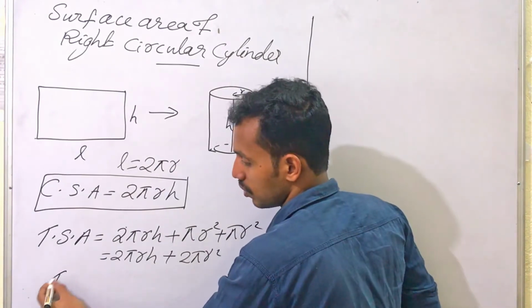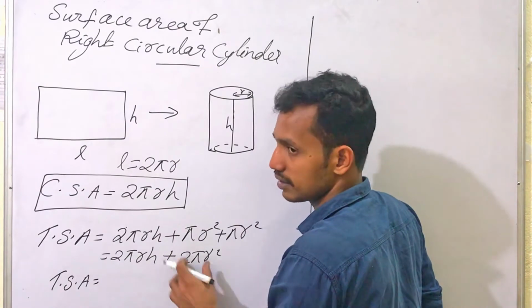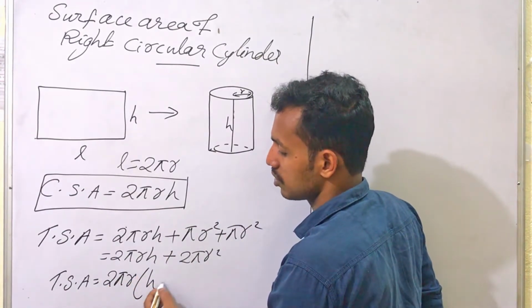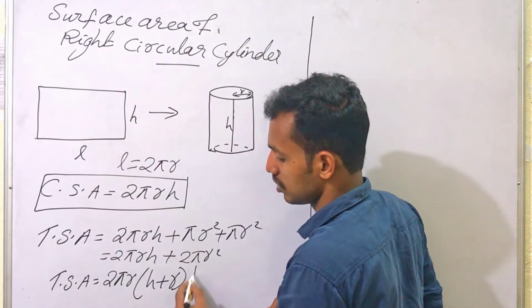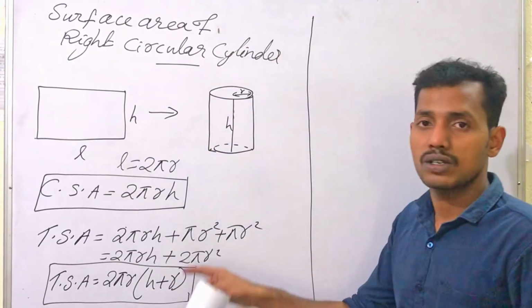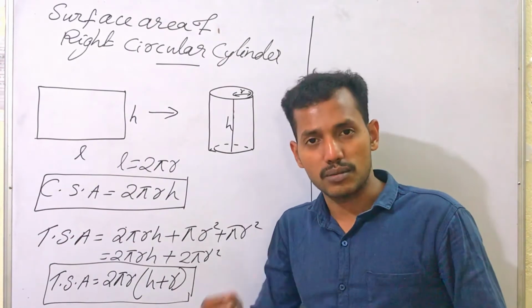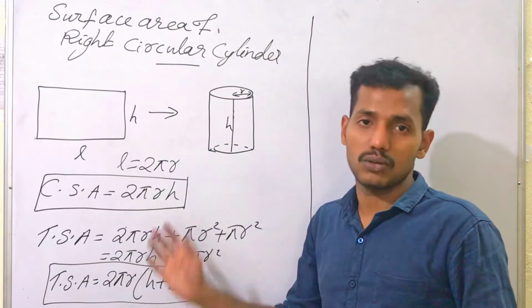That is, total surface area is equal to 2 pi r is common here, taking outside, 2 pi r into h plus, here one more r will be remaining. So this is the formula to find the total surface area of a cylinder. Clear? Now let's take some questions from exercise 13.2 to apply this formula.